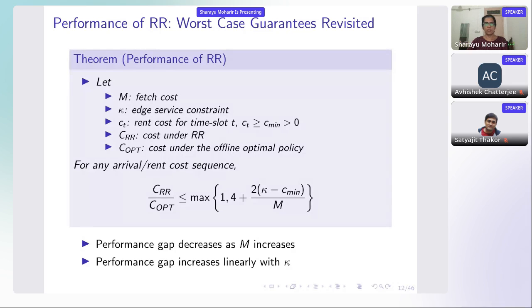And a natural question at this point is to inquire if this is a limitation of only RR, or would any online policy suffer the same consequences? And our next result answers this question.